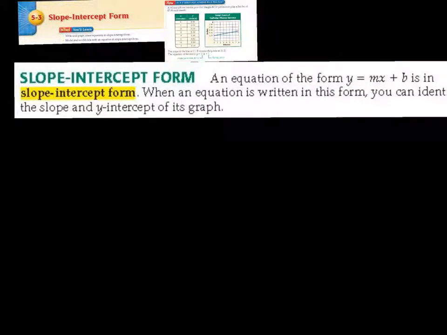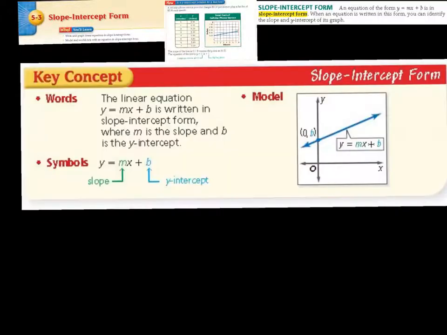An equation of the form y equals mx plus b is in slope-intercept form. When an equation is written in this form, you can identify the slope and y-intercept of its graph. And more formally, a linear equation, y equals mx plus b, is written in slope-intercept form, where m is the slope and b is the y-intercept.